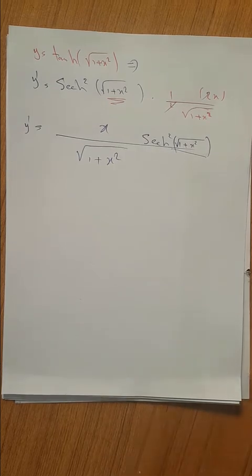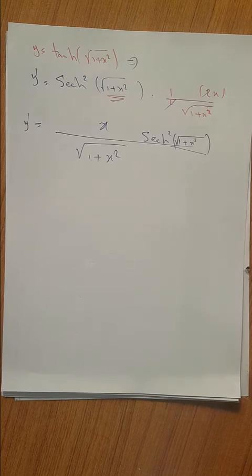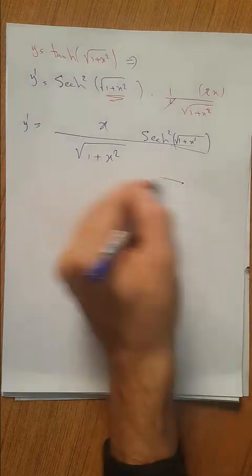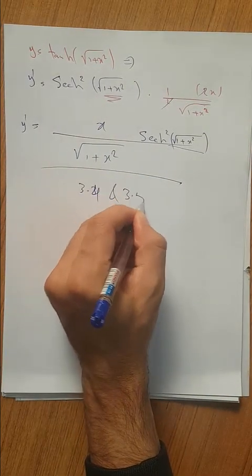Now in the next video I'm going to talk about 3.6 and 3.7, which are derivatives of the inverse trigonometric functions. They are very important for you, and they are not a lot, just a few rules. Thank you for watching. This video was about 3.4 and 3.5.